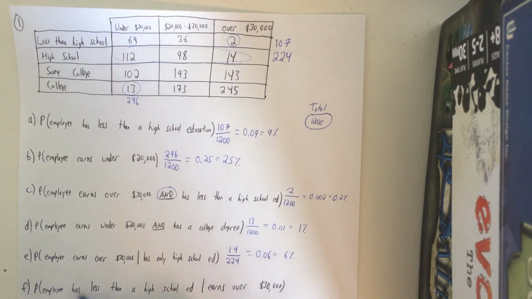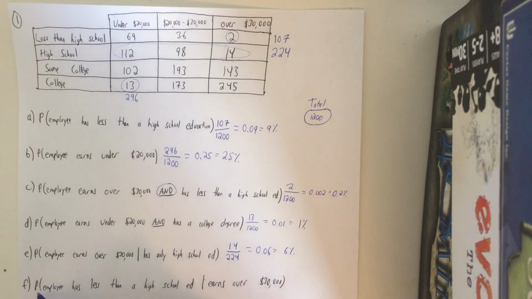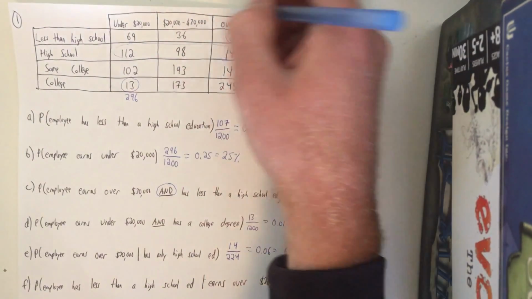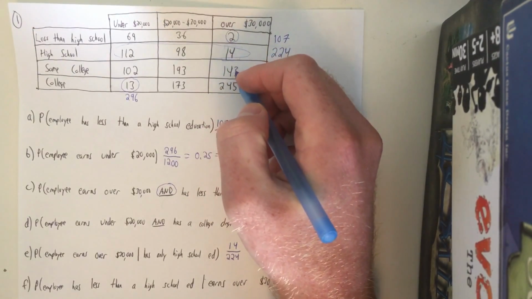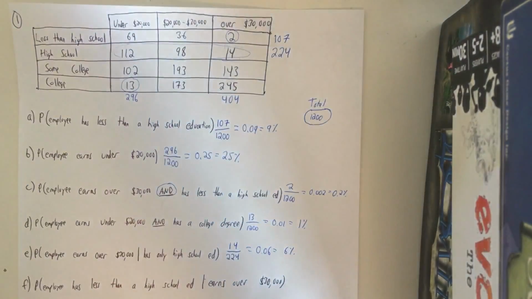And finally, part F, I encourage you to pause the video, try to solve it yourself, and then come back to the answer. Part F has the probability that an employee has less than a high school education given, this line means given, that they earn over $30,000. So now we're only going to be concerned with this column. We're given that they make over $30,000. So we total them up. 2 plus 14 plus 143 plus 245 gives us 404 total employees.